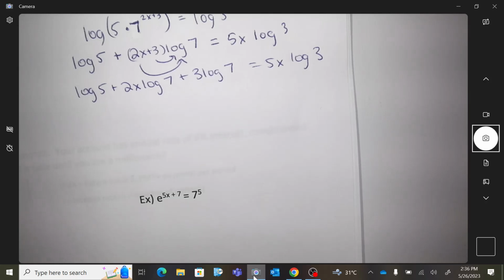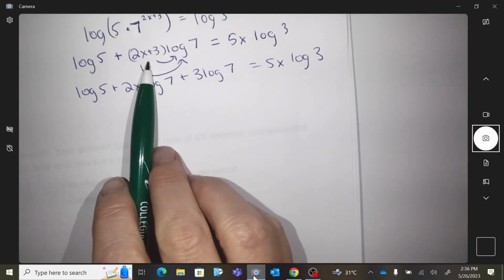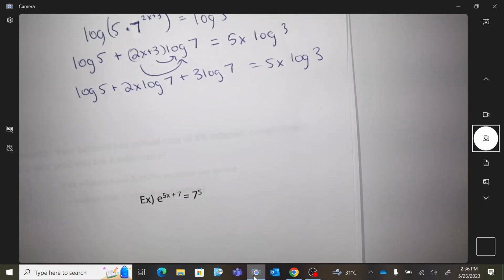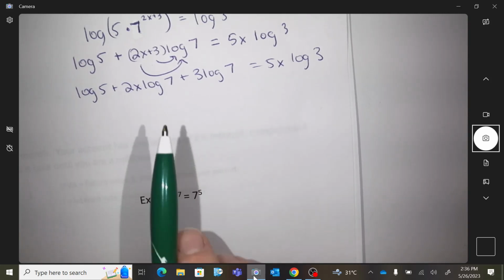Next step, distribute that. So it's really important that you put brackets on that. So we just broke apart the coefficient, which was the exponent, into two. Yep, just a distribution of that bracket.